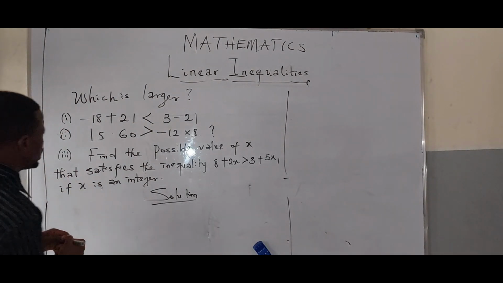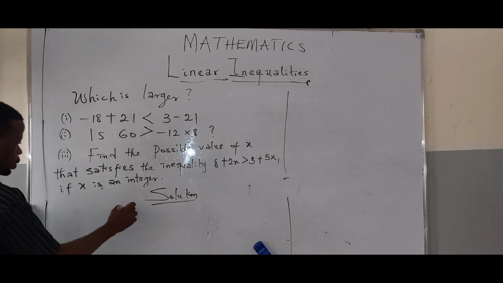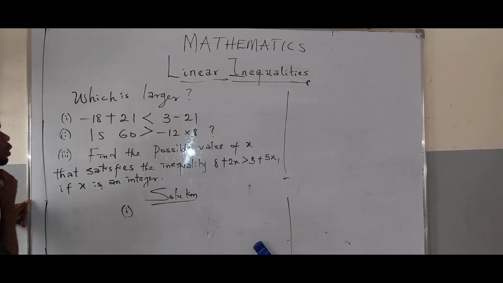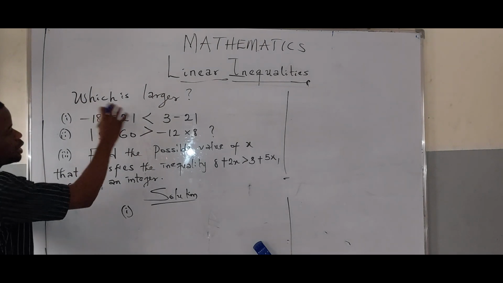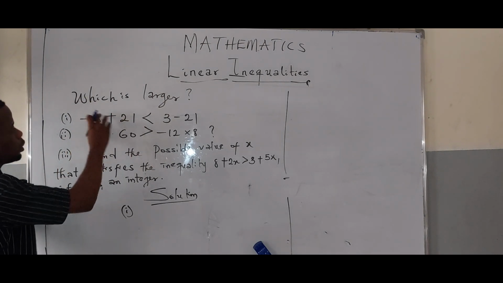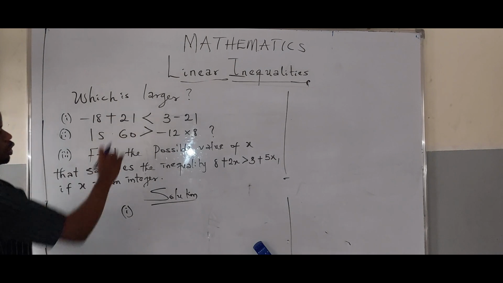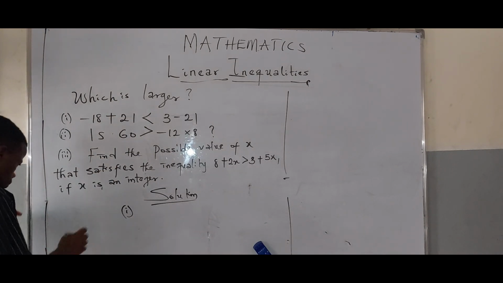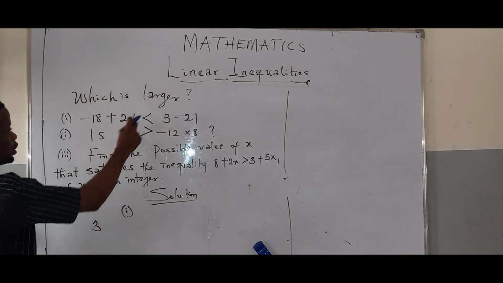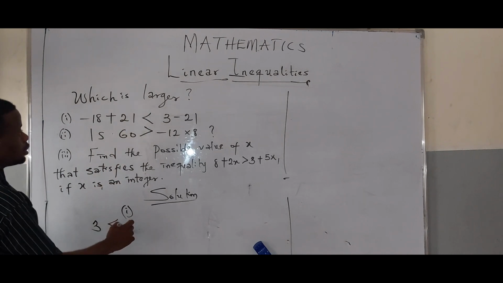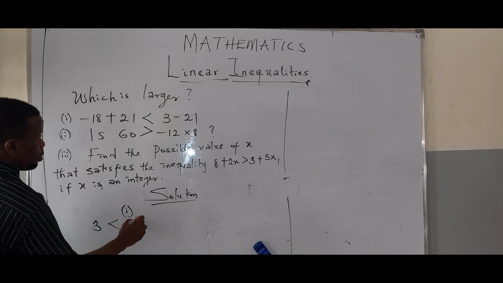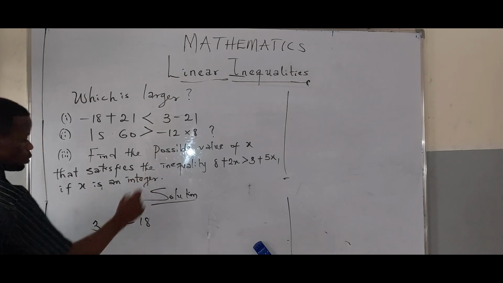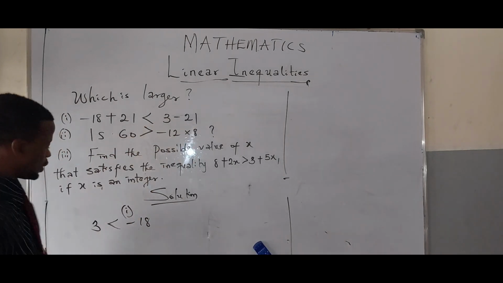We have question 1: minus 18 plus 21. Remove 18 from 21, what do we have? We have 3. Then it's less than, what is 3 minus 21? It will be minus 18. 3 is positive, this is negative.